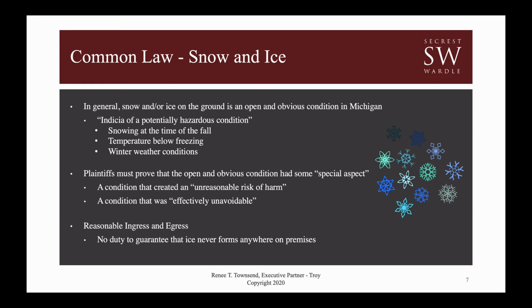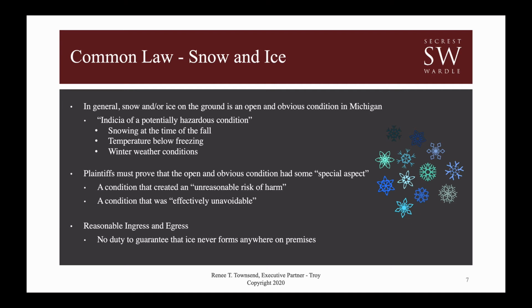Michigan courts have held that a landowner can still be liable for an open and obvious condition where that condition had some special aspect. A special aspect can be a condition which created either an unreasonable risk of harm to the plaintiff or a condition that was effectively unavoidable by the plaintiff. The touchstone of the special aspects analysis is that the condition must be characterized by its unreasonable risk of harm. So an unreasonably dangerous hazard must be just that, not just a dangerous hazard, but one that is unreasonably so, and it must be more than theoretically or retrospectively dangerous.